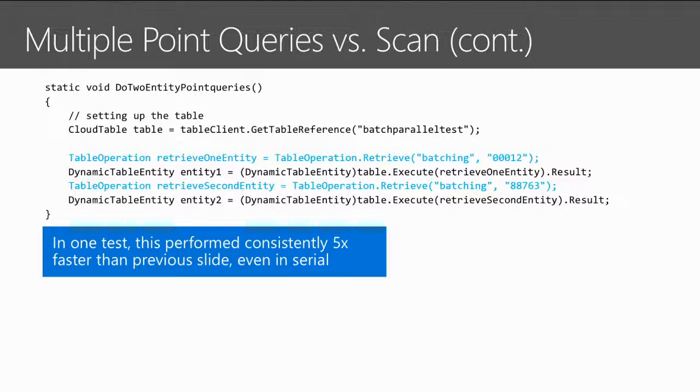I haven't even parallelized these, and in one test from just my dev box sitting in Redmond, it performed consistently 5 times faster than the previous example. So if you need to do multiple point queries, think about actually doing multiple point queries. Don't try and put them in one big OR statement in one partition scan.